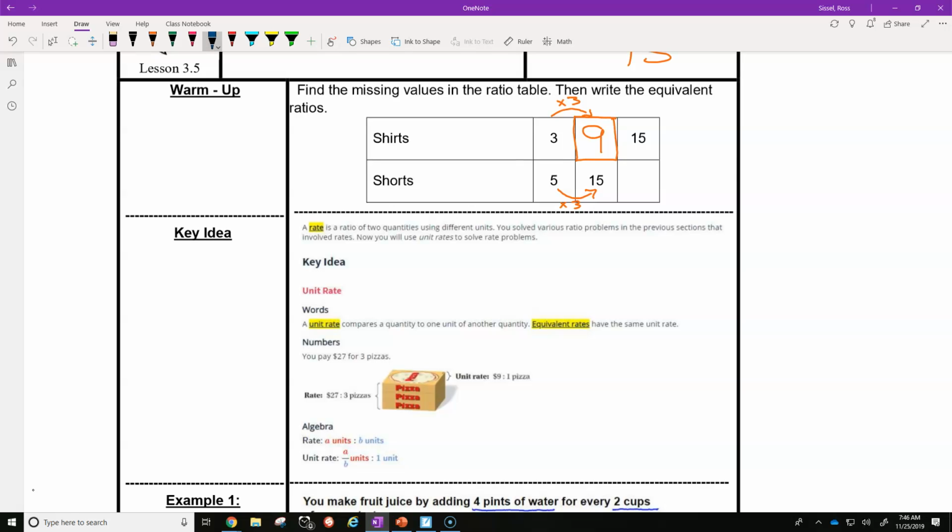Zeta, the next blank. When we have 15 shirts, we don't know how many shorts we have. How'd you find it? For 3, I did 3 times 5 for 15. And then I did the same for the bottom, 5 times 5, which is 20. Perfect. They then asked us to write out the ratios. What would be our equivalent ratios? There's 3 of them. What would be one of my ratios from this table? Zeta? 3 and 5. So we'd have 3 to 5.